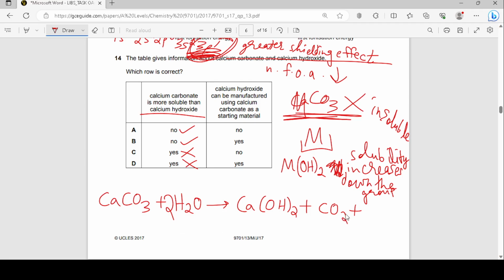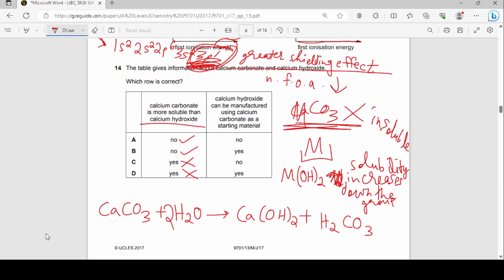We have water already on the reactant side. What we can do is Ca(OH)2, and then we have 2 H, so we can get H2CO3. Is that balanced? Yes, that is balanced, so that could be a possible equation. Here we have calcium carbonate as the starting material, and in the end you get calcium hydroxide. So it certainly is possible.